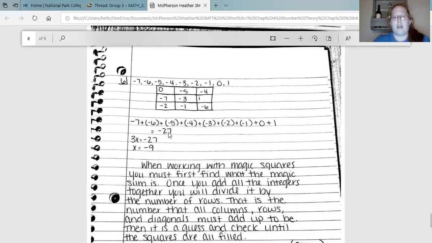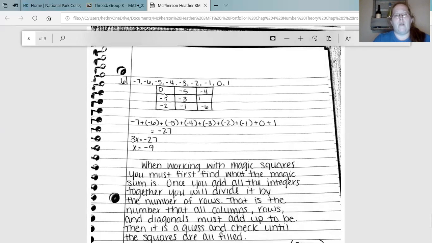Well, this magic square is a 3 by 3. So you do 3x equals -27. And now you're going to divide that 3 into that -27. You get -9. So the sum that you're looking for is -9. That's going to be the sum to each row, each column, and also diagonally. Now this one started off and it gave you the 0 in this box and the 1 in this one. Well, then it's pretty much just a guess and check until you fill the squares and they all make a -9.